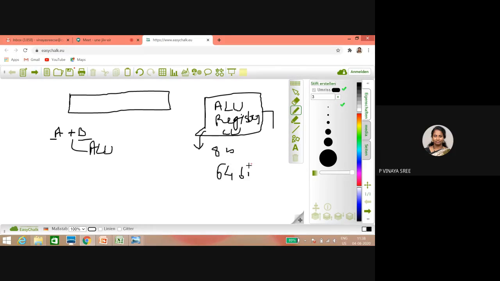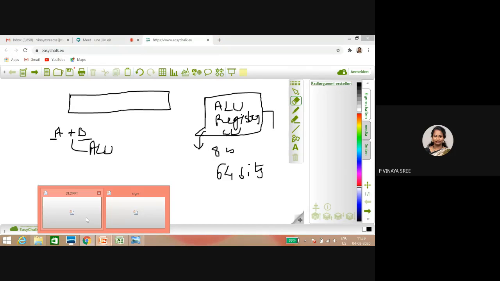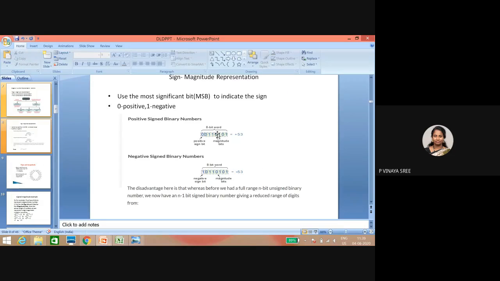I am saying this because it is based on the processor. If the processor is 64 bit, then the registers will be 64 bit. If the processor is 8 bit, 8085 is an 8 bit processor, so you will have 8 bit registers. Now I don't want to go for an advanced level like 64 bits or 128 bits. I'm going for a basic level, 8 bits. That is the reason that here the number 53 I'm representing in 8 bits.